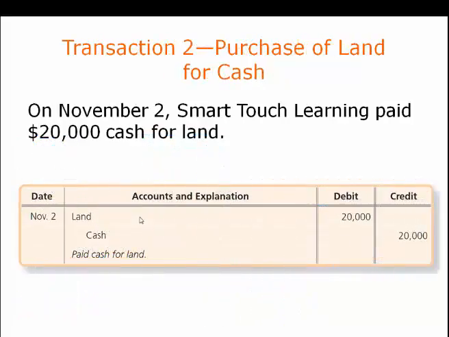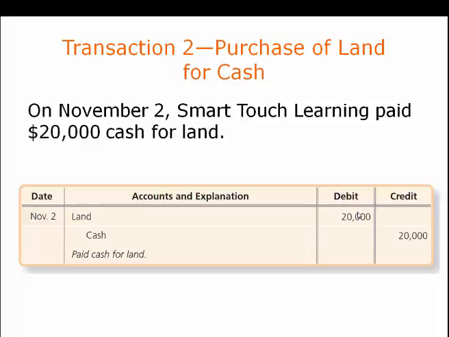Okay, next one. On November 2nd, Smart Touch Learning paid $20,000 cash for land. So on November the 2nd, we put our date, November the 2nd, and then we debit land, which is an asset, so we're increasing an asset.